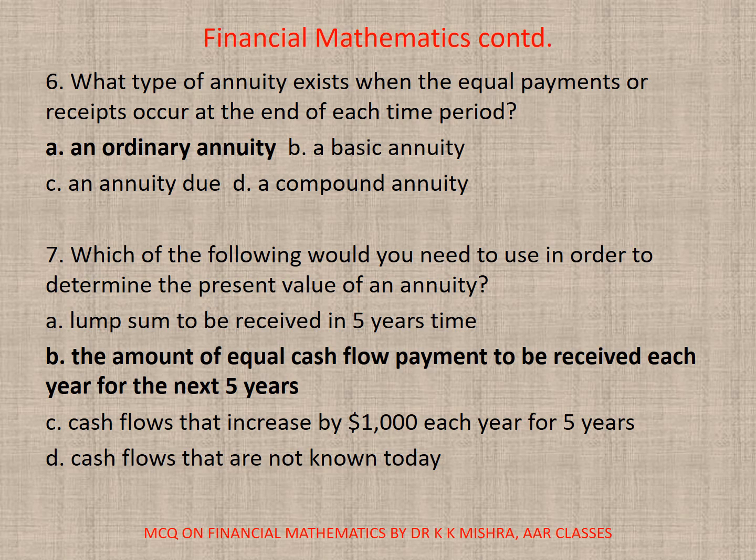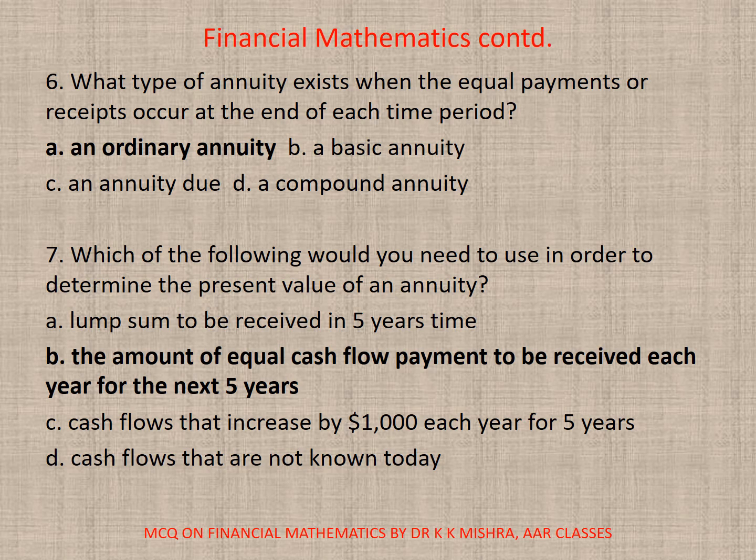6. What type of annuity exists when the equal payments or receipts occur at the end of each time period? A. An ordinary annuity. B. A basic annuity. C. An annuity due. Or D. A compound annuity. Correct option is A. An ordinary annuity.